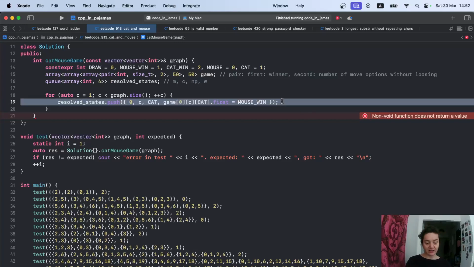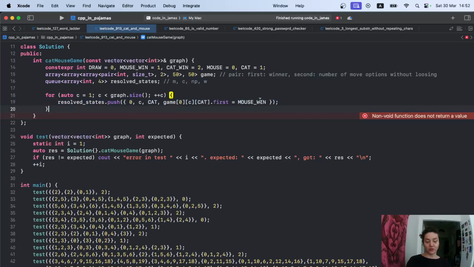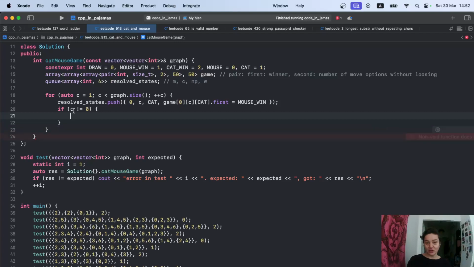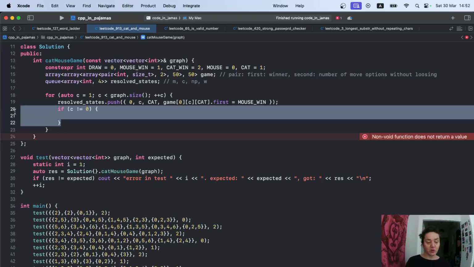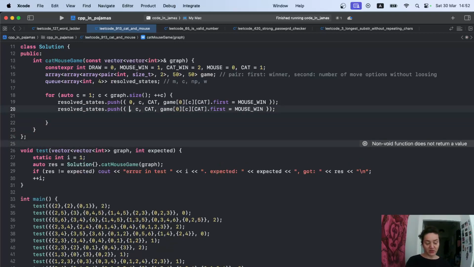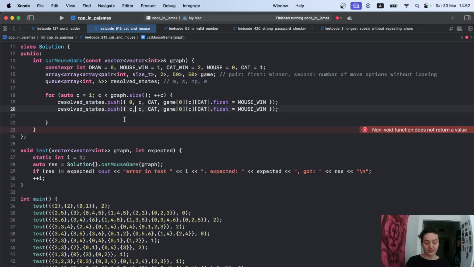I'm gonna copy this line because now I need to set the situation where the cat wins. Now, pay attention that I don't need to do this. I mean, the cat wins if they're together, only if it's not node 0. I mean, if they're together at node 0, it's not a cat win. 0 is the mouse freedom. But I don't need to do it because my loop starts at 1, so I don't need this if. So if both are at the same location, same index starting from 1, and it's the cat's turn, same location, cat's turn, cat's win.